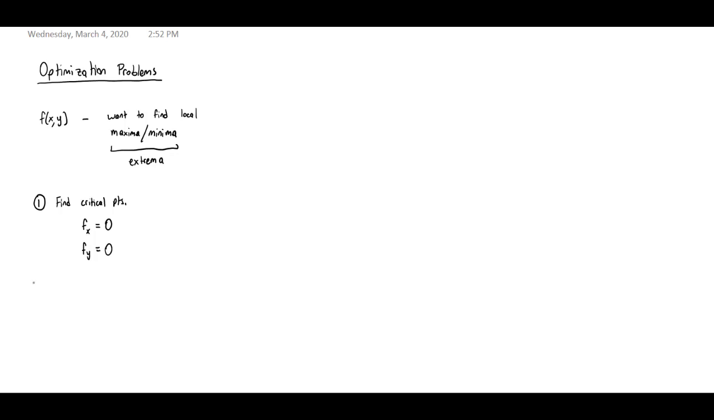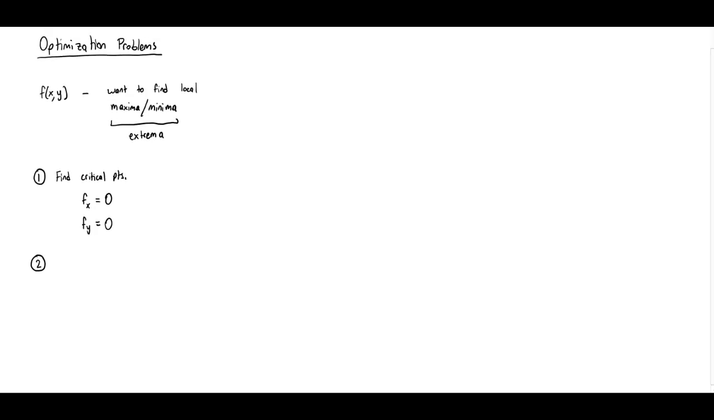Now, once you find the critical points, then what you want to do is test whether they were a local maximum or a local minimum. They could also be neither, in which case we call that a saddle point. And so there is a sort of second derivative test to check if a critical point was a max or a min or a saddle. So the way the second derivative test works is, let's suppose x naught, y naught was a critical point.